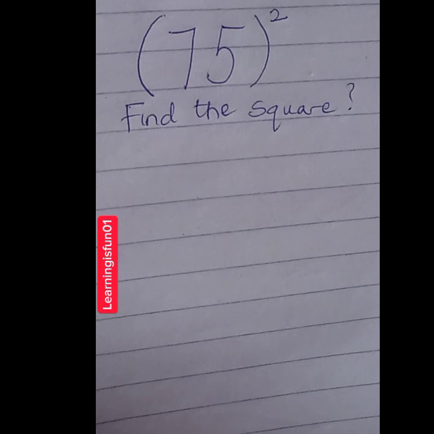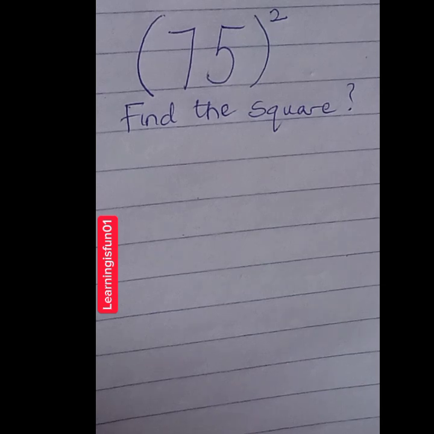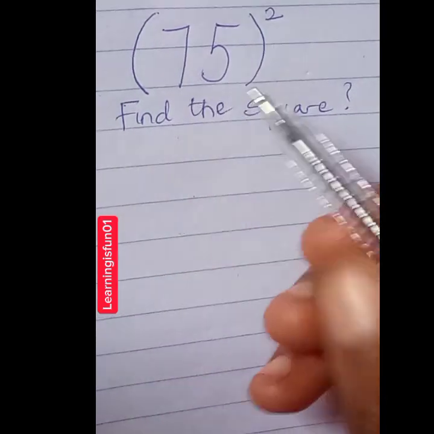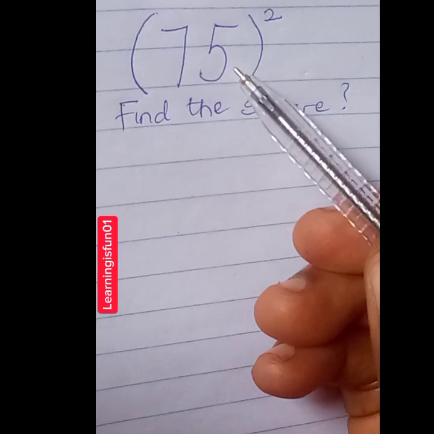In today's video, we shall be looking at how to find the square of any number that ends with 5. Now let's dive into the video proper. Remember, we shall not be using any calculator. So let's continue. The question says we should find the square of 75.